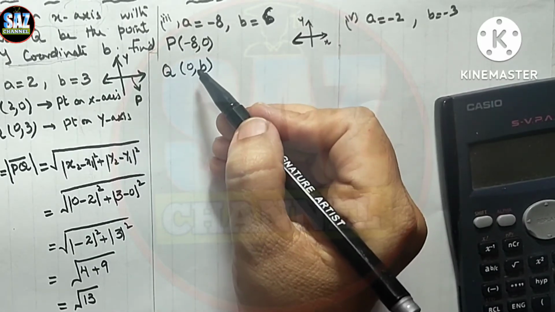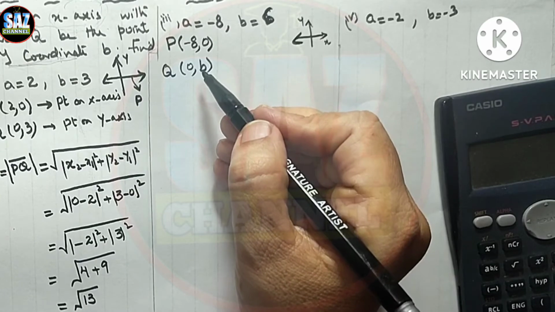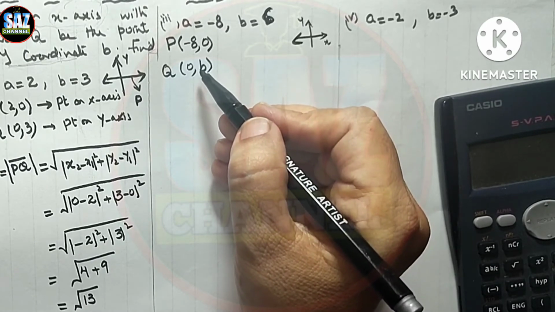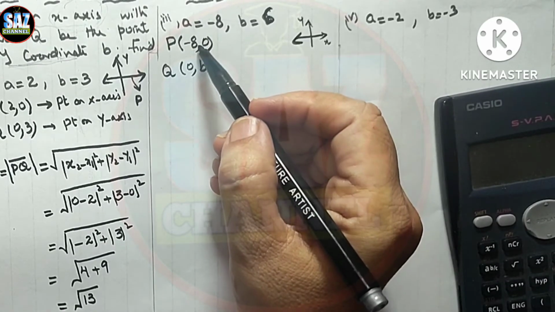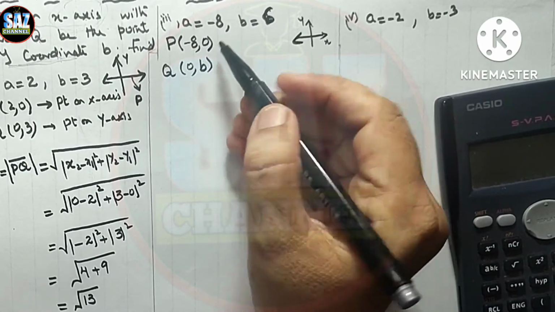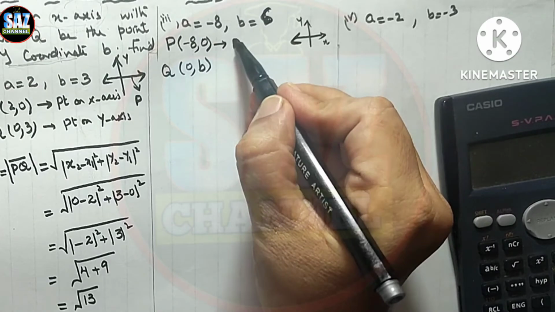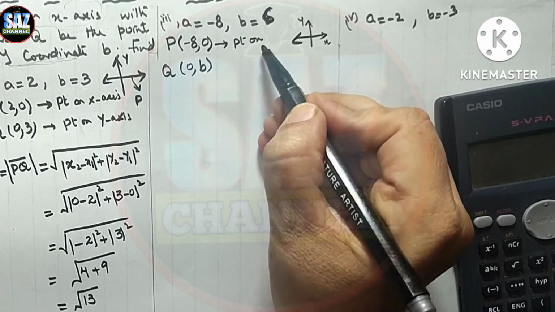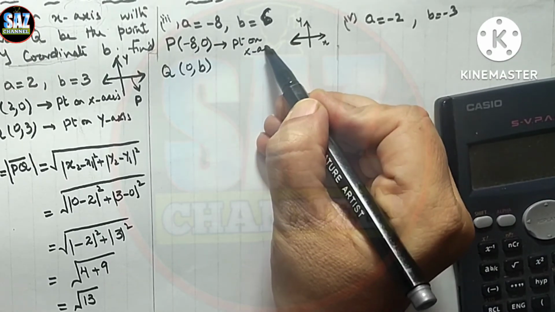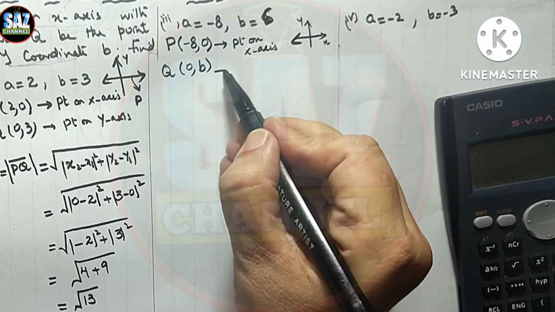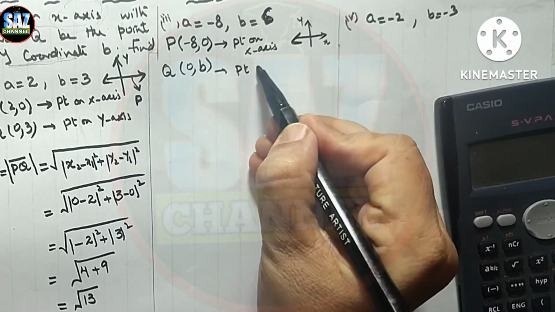I am repeating again and again so that it becomes clear to my students that point P is on the x-axis and point Q is on the y-axis. So I have to write the small reason as well. Point on x-axis, and point on which axis, students? Point on y-axis.